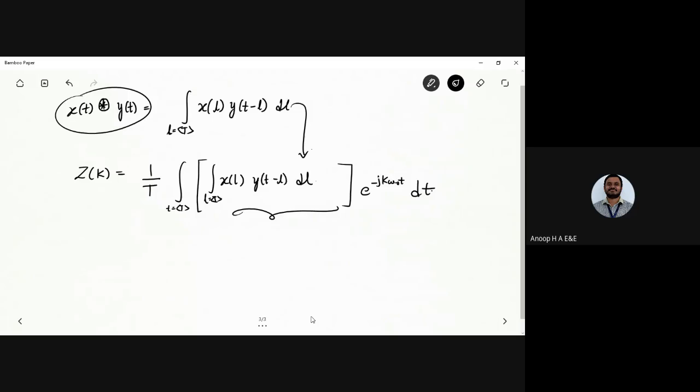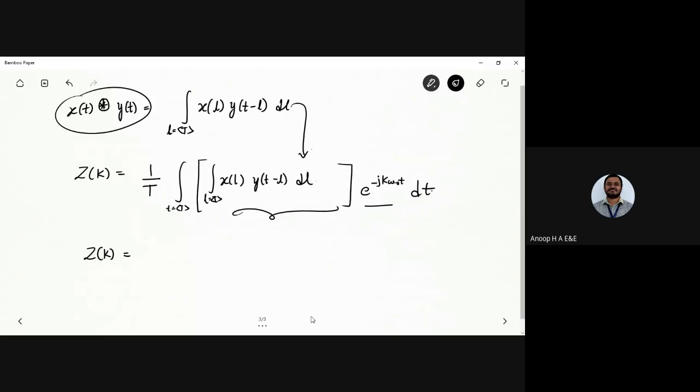Okay, so that is what I'm going to write, and under the brackets I'm going to have that circular convolution being replaced, and you are going to have e power minus j k omega naught t dt. Okay, so that is what you are going to have here. All right, so now let me change the order of integrations. Okay, so how do I change the order of integrations?